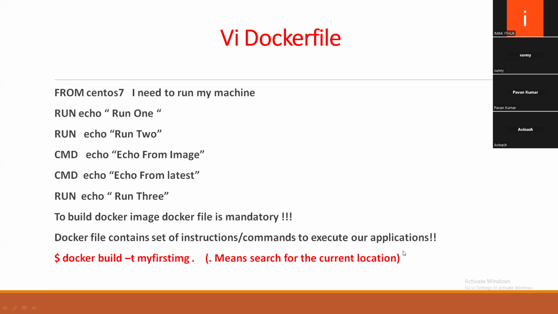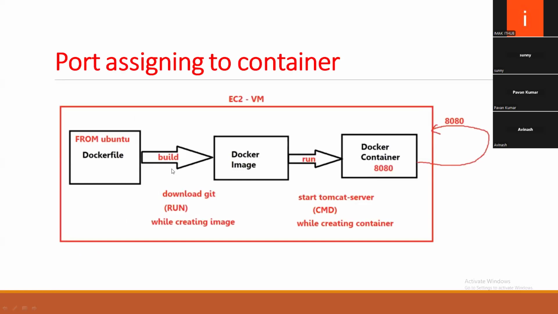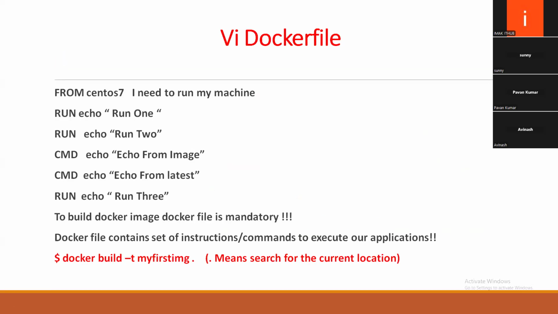So how can you build the Docker image from the Dockerfile? Guys, what is the command? Docker build. Docker build will build the image from the Dockerfile. Docker run will run the container from the Docker image. Docker build -t, the image name, and the dot means search in the current location. In the current location, the Dockerfile is there, right?